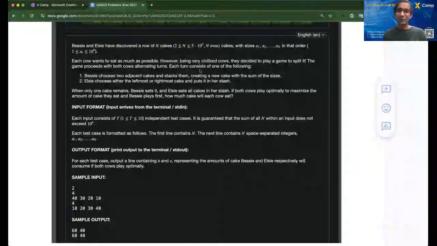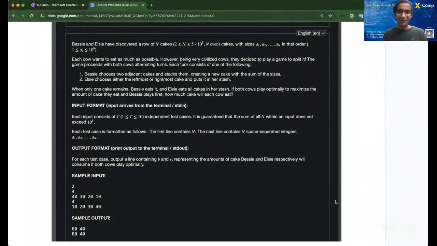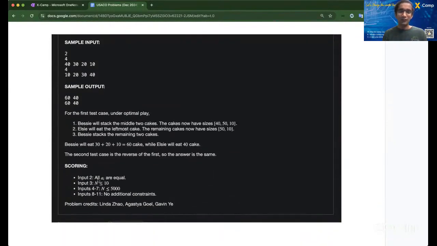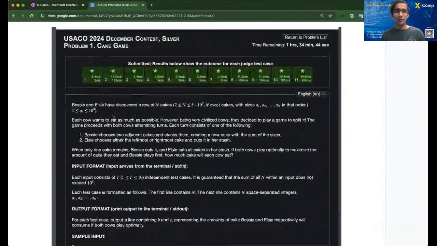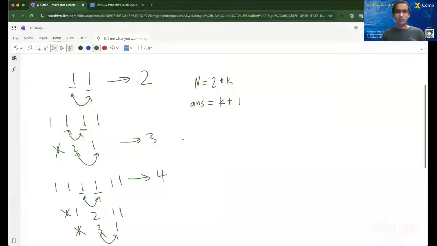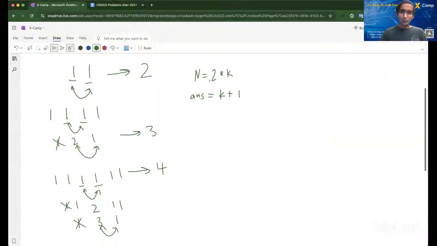Okay, so I assume people have taken screenshots of this. And I'll also scroll down to the subtasks. Yeah, these are the subtasks. All the elements are equal. N is at most 10. N is up to 5,000. And the original constraints, I think it's like 10 to the 5 or 5 times 10 to the 5. Yeah, right. So for the case where they're all equal, we see this kind of pattern.